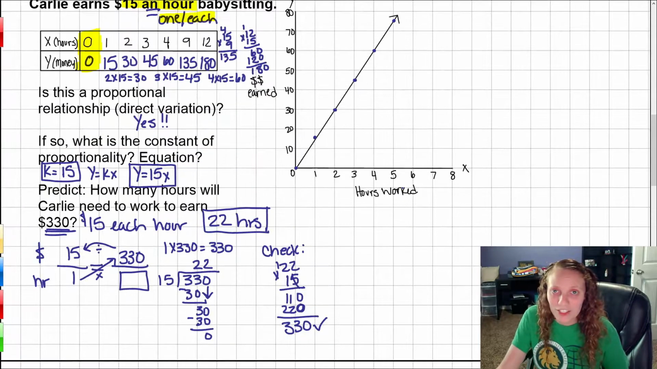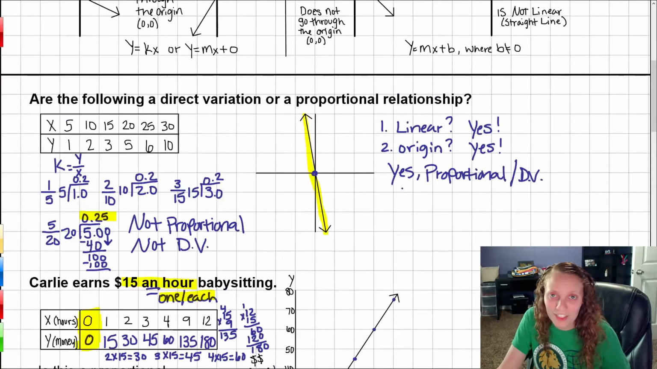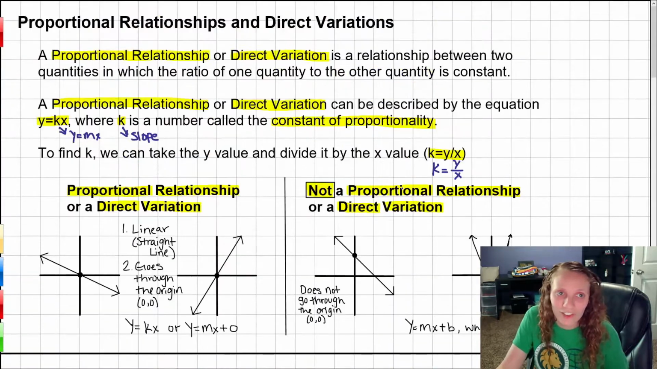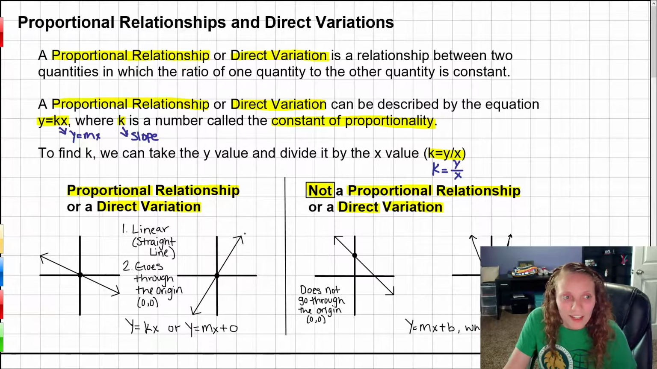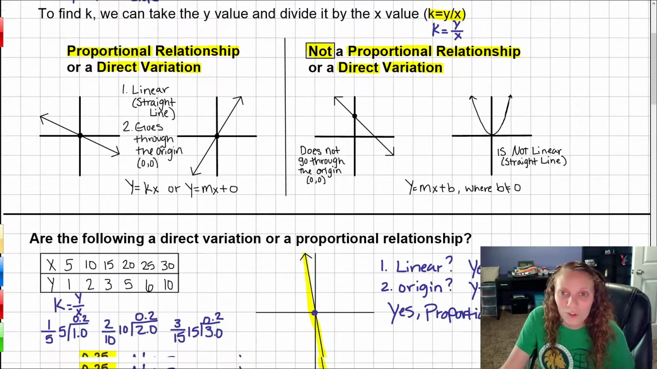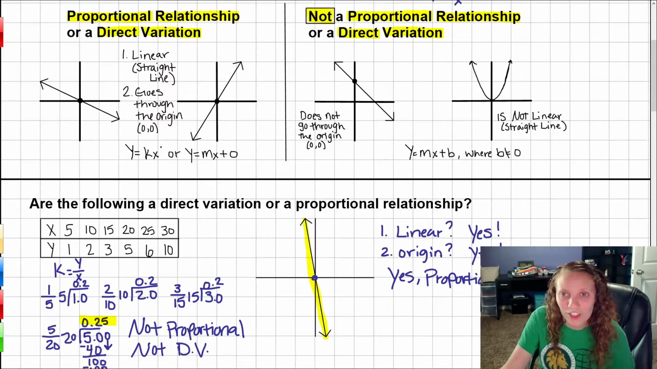Okay guys, we looked at proportional relationships and direct variations. A direct variation is the same thing as a proportional relationship. So they go hand in hand. Don't let that trick you. It means the same thing. Remember our equation y equals kx, where k is like our slope, or it's really called the constant of proportionality. And then for it to be proportional or a direct variation, it must be a straight line, and it must go through the origin.